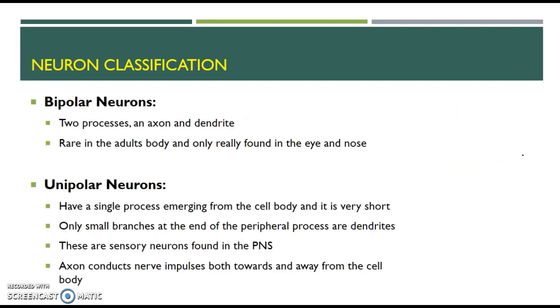We also have bipolar and unipolar neurons. We don't really talk about the bipolar ones. They're very unique, and they're really only found in the eye and the nose. But our unipolar neurons are important because these are our sensory neurons. And really, they just have this really, really long axon that can actually take impulses and go both directions to pass it along.